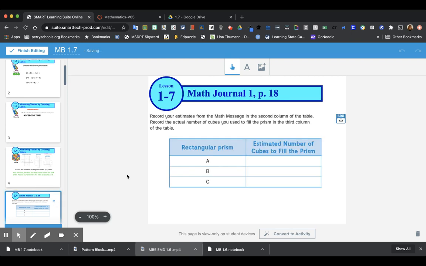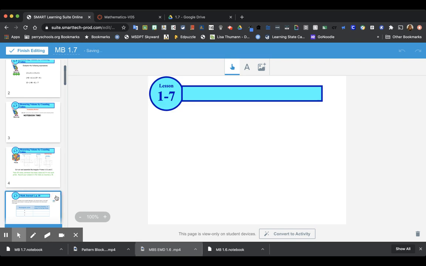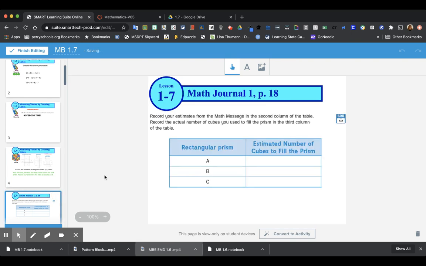So taking a look at page 18, after you have assembled your prisms, these 3, you can glue on these little flaps or you can tape them together, and you will see in part 2 what those look like. But once you have completed putting those together, I want you to make an estimate on page 18 in your math journal and estimate how many cubes do you think it will take to fill rectangular prism A, B, C.